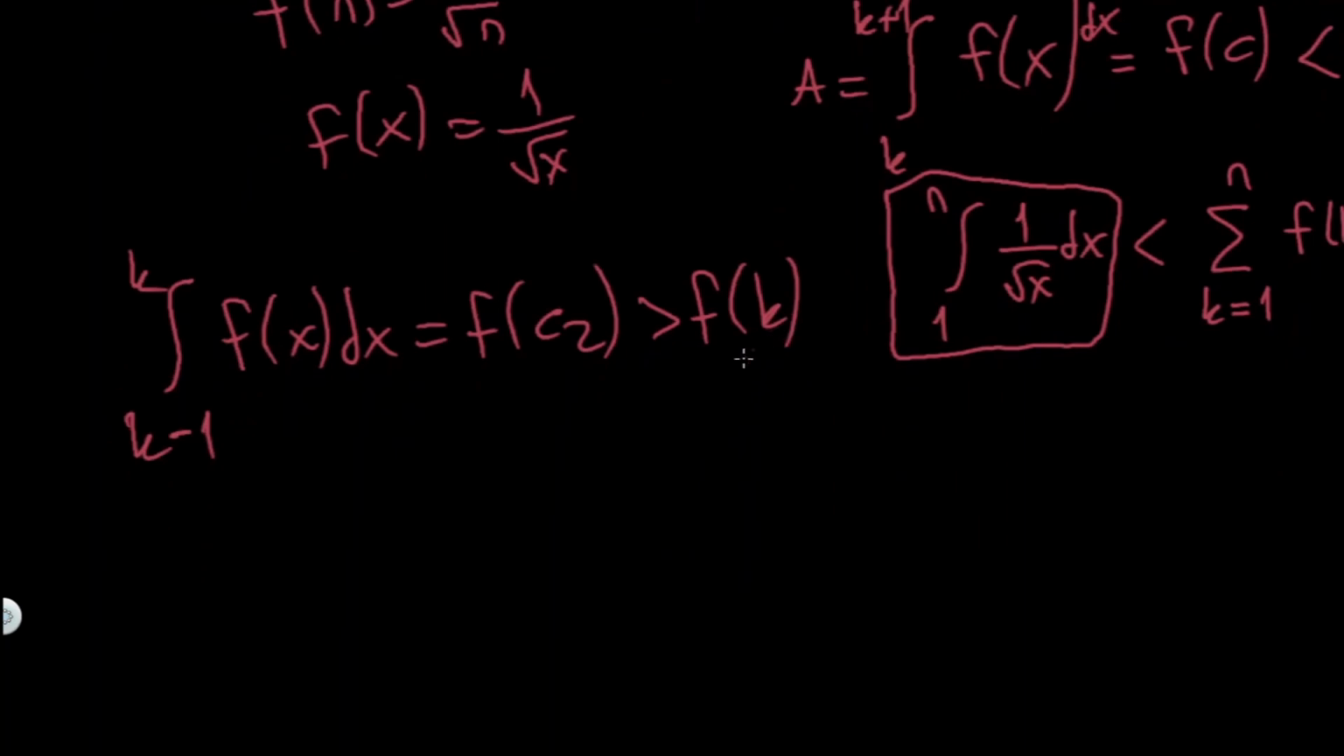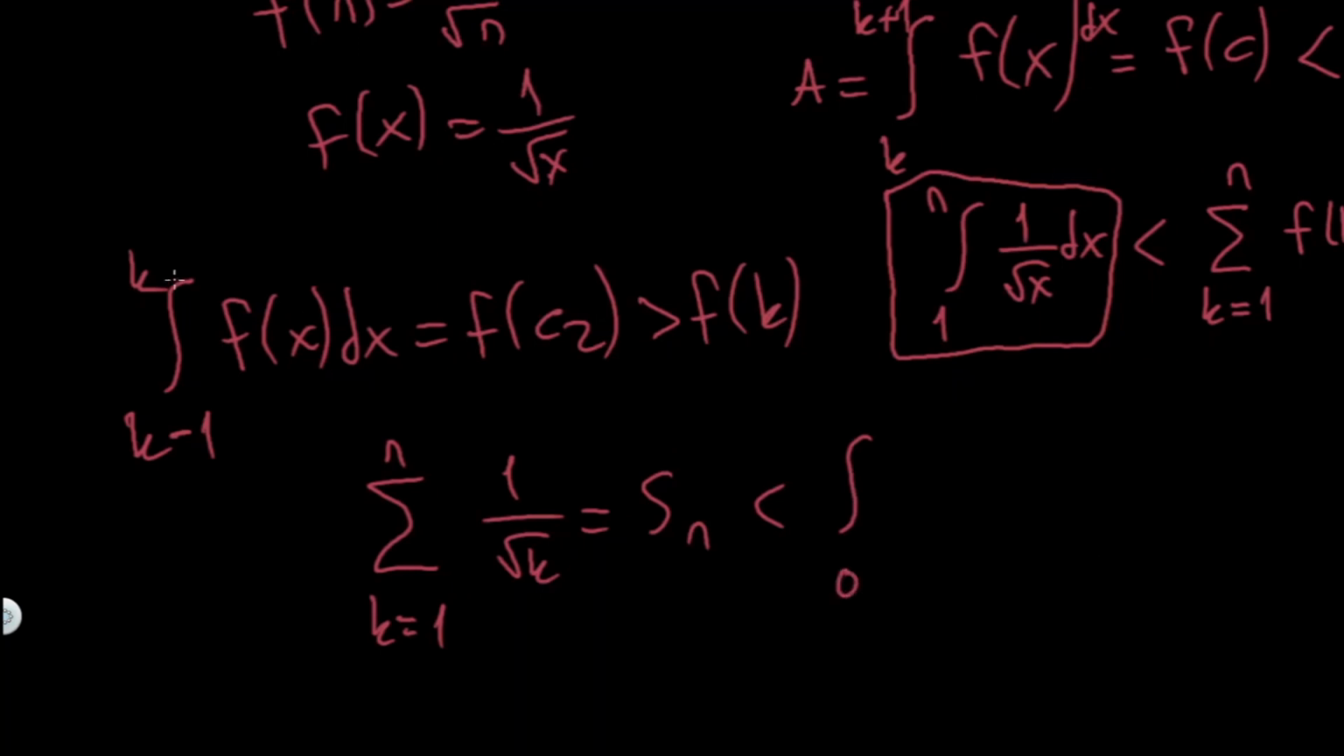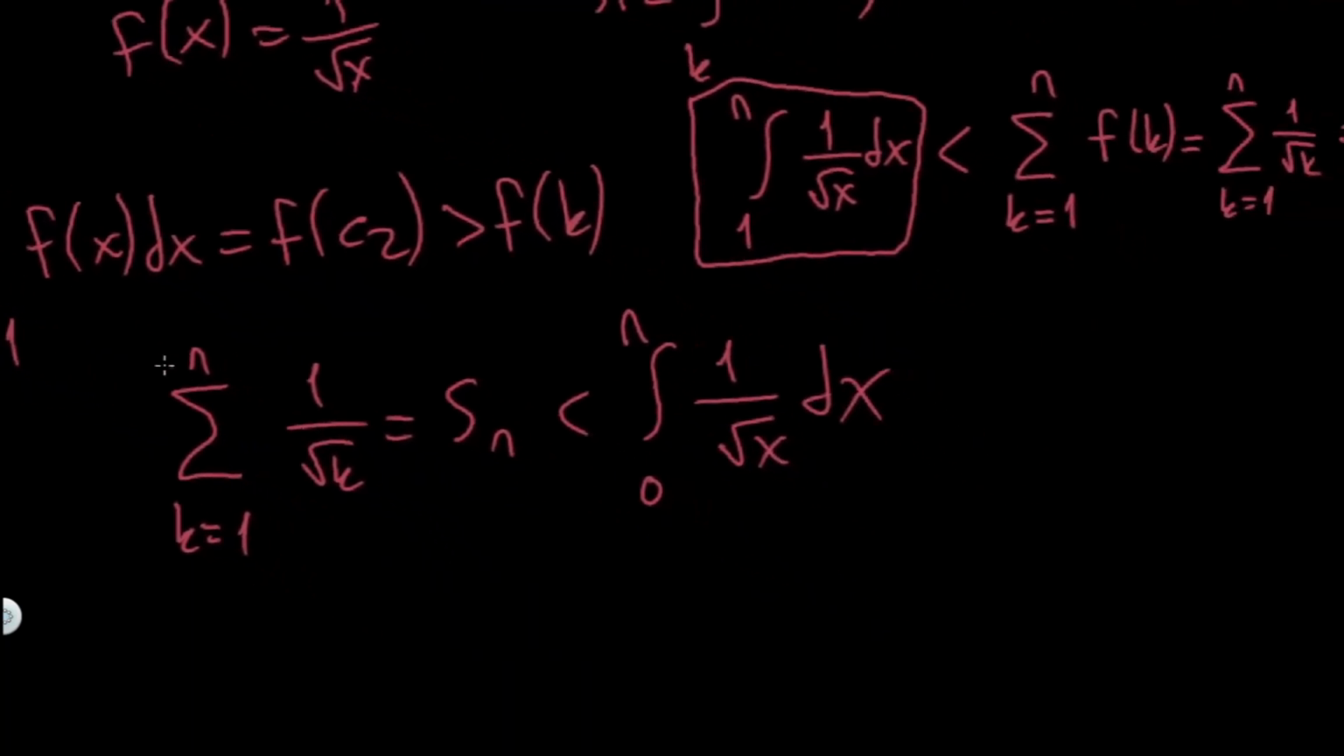And if I again just add all of the k's from 1 to n, and I'm just swapping the inequality, k from 1 to n, my f(k), let's directly write it, which is equal to Sn, this is less than the integral from 1 to n. If I put 1, it's going to be 0. If I put n, it's going to be n, and my function is 1 over square root of x dx. And this is my second bound.